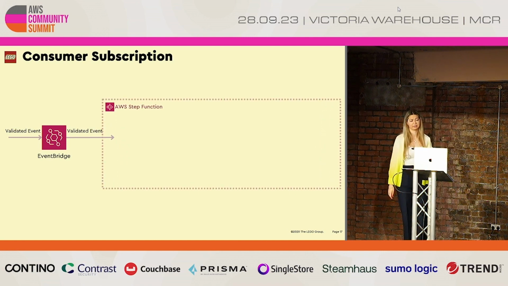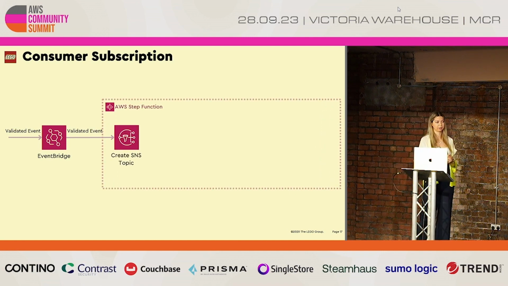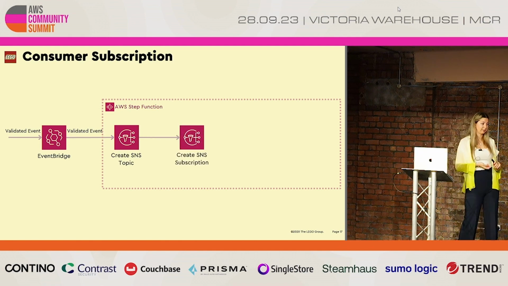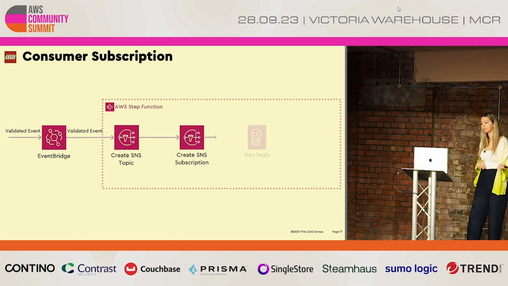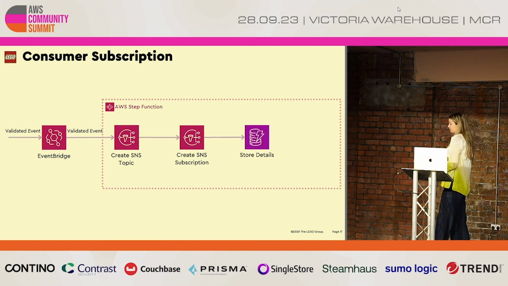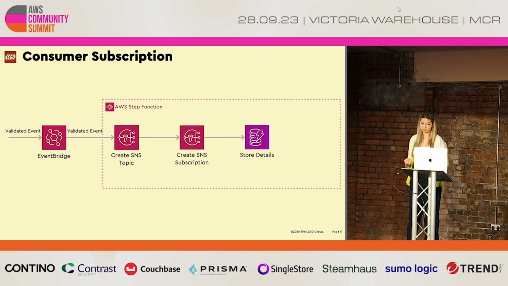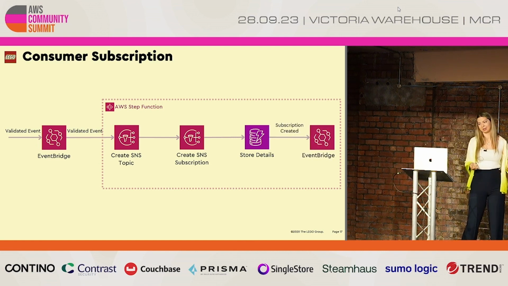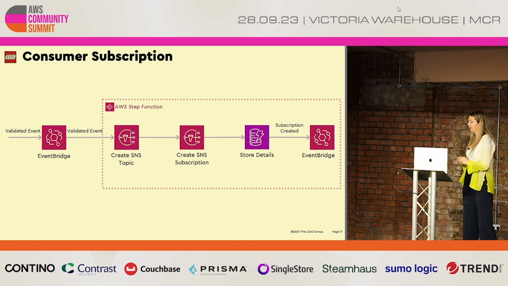And inside of that step function, what we'll do is we'll create an SNS topic. We'll then subscribe the client to that topic. We might want to store some details in DynamoDB for traceability purposes. And then, last but not least, we'll emit another event and put that onto the EventBridge.